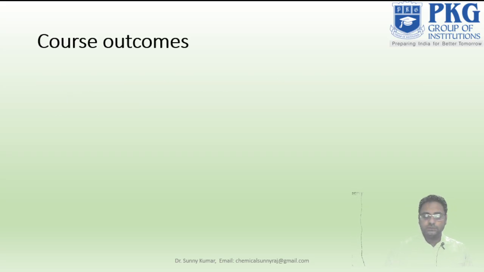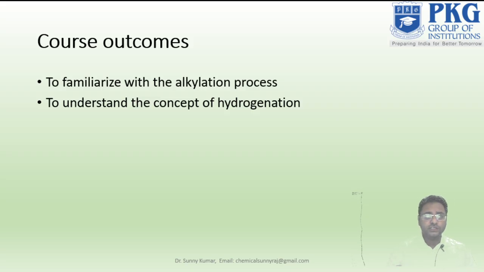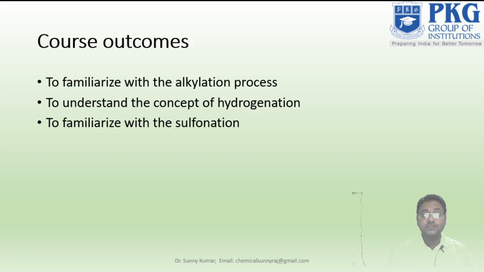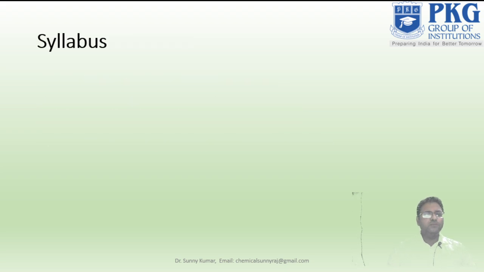Now, the course outcomes will be to familiarize with the alkylation process. I have already told you that. Also hydrogenation: to understand the concept of hydrogenation and what its use is in the process, and to familiarize with sulfonation, halogenation, and nitration. These are the things we will read in our course outcomes. Next, we will tell you about the syllabus. What will be the syllabus for this subject?